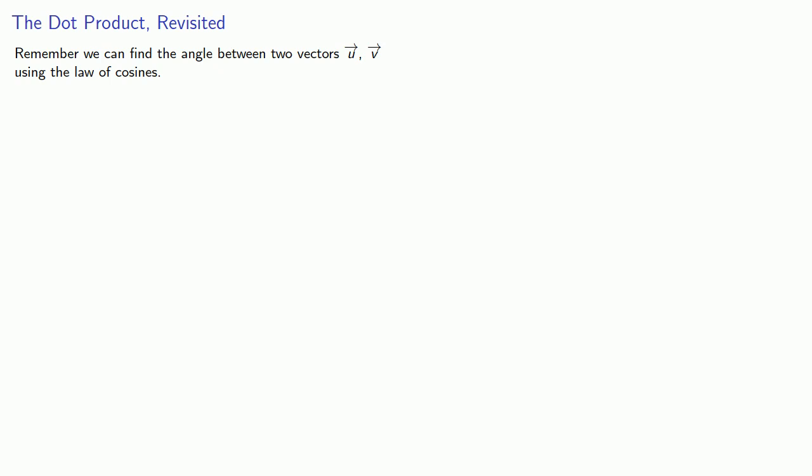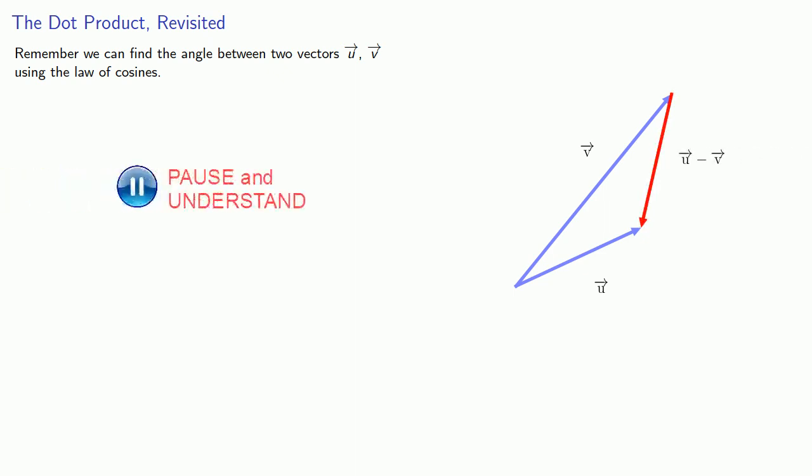So let's go back to that problem of finding the angle between two vectors, and remember we can find the angle between two vectors u and v using the law of cosines. So again, if I imagine our two vectors originating from the same point, vector u and vector v, the third side of this triangle is going to correspond to the vector we might write as u minus v. And the law of cosines gives us a relationship between the angle theta and the magnitudes of the three sides.